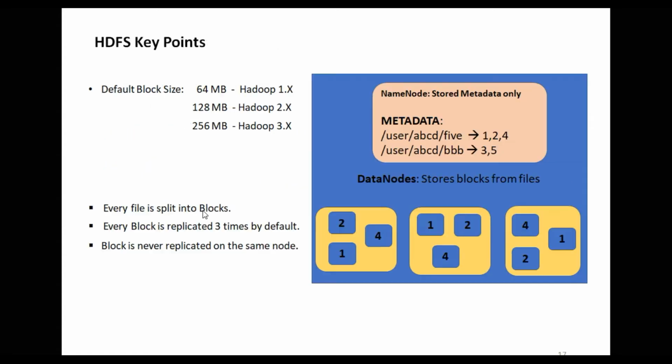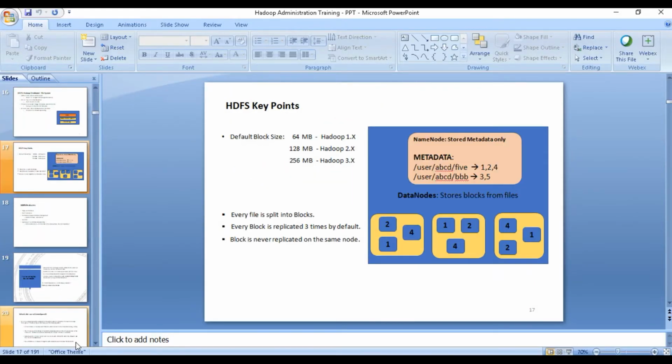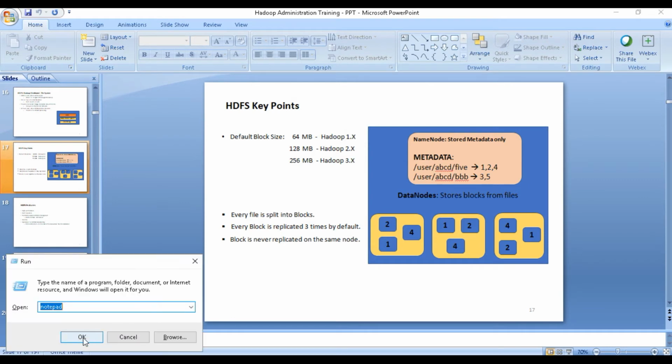Okay, so what are the key points of Hadoop? We have just discussed. The default block size is 64 MB if you are using a Hadoop 1x environment, and if you are using Hadoop 2x, it is 128 MB block size, and if you are using Hadoop 3x onwards, it will be 256 MB. What is 1x, 2x, 3x? Okay, let me take it.